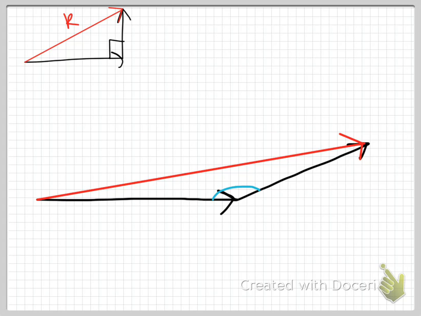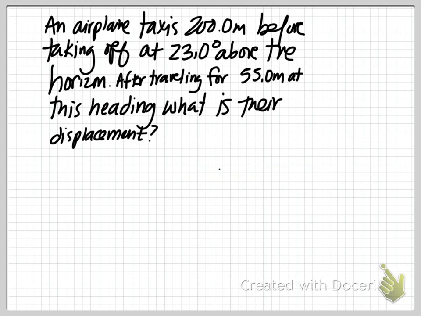We're going to start off with one like this that is an airplane taking off, because they're easier. The one the book throws out as your first example is way more difficult. So I want to start with the easy case and then move to the crazy case. Okay, so we've got an airplane that taxis 200 meters before taking off at 23 degrees above the horizon. After traveling for 55 meters at this heading, what's their displacement? So you're looking for a resultant vector.